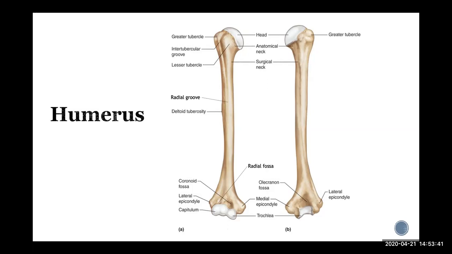Okay, so again, radius, ulna, the ends of them, the little parts that stick out, have to fit into these little fossae on the humerus so that you have full range of motion at your elbow joint.